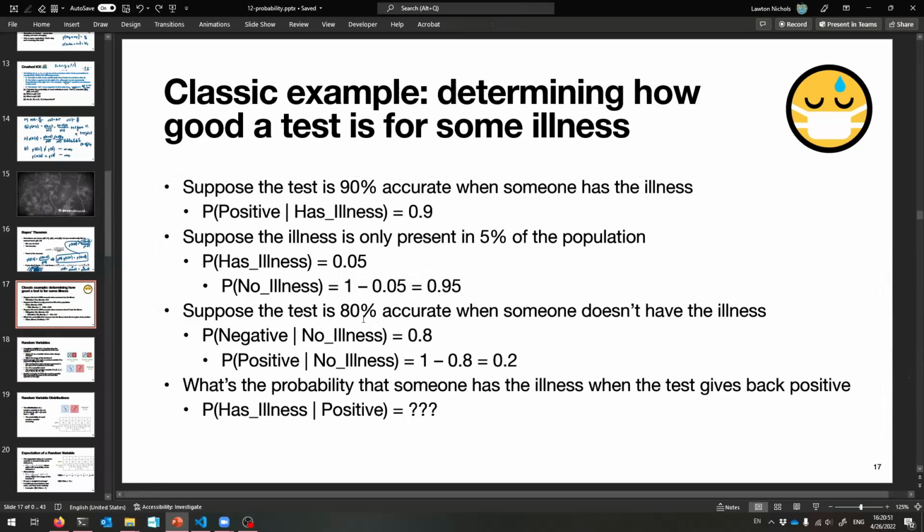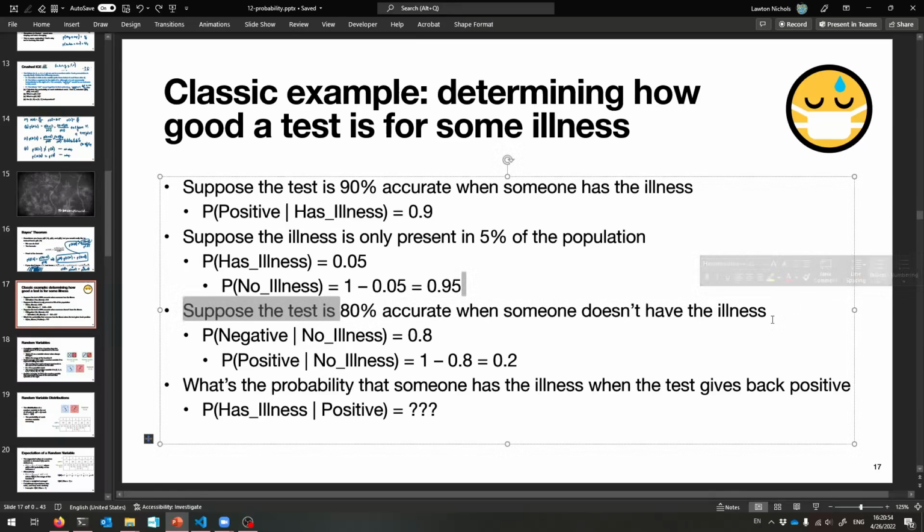And now let's talk about accuracy when someone does not have the illness. The probability that you get a negative result given that you were really not ill is 80%, 0.8. Which means, on the flip side, the complement: the probability of you getting a positive result even though you did not have the illness is 20%. That's not 0. That might seem like a good test to us though.